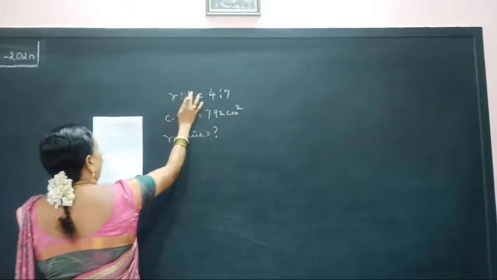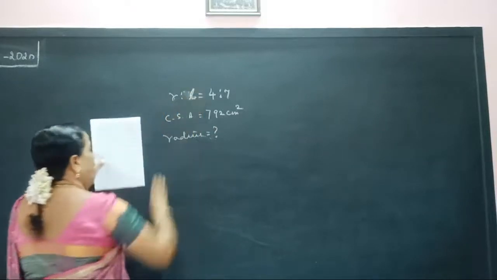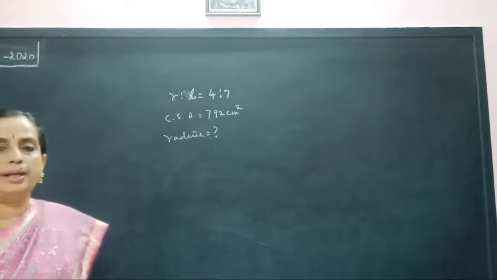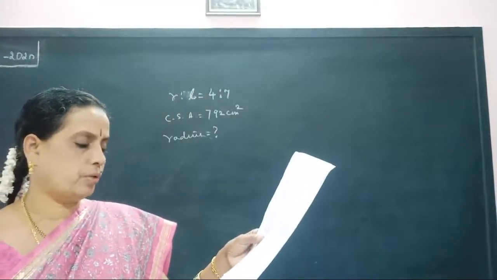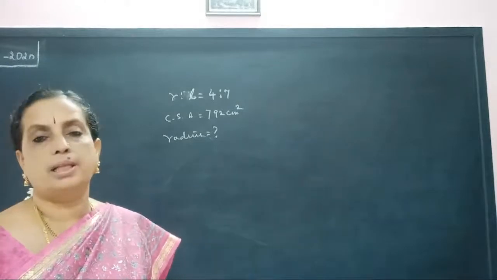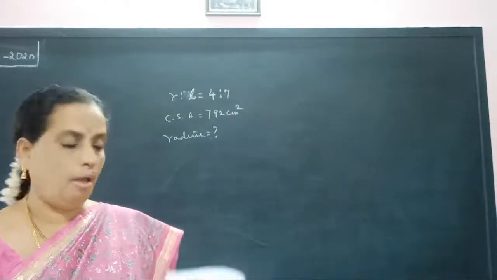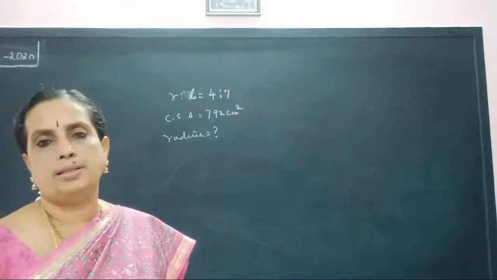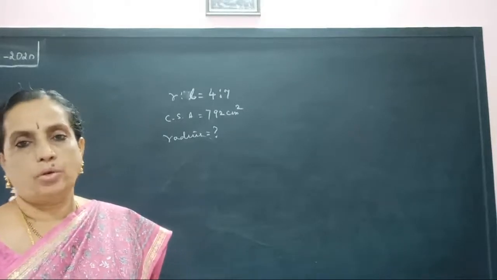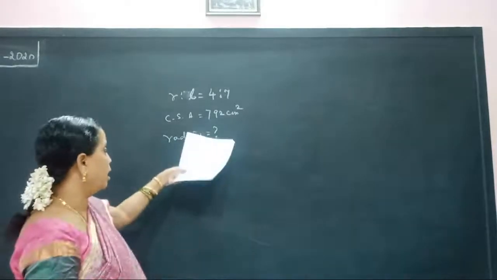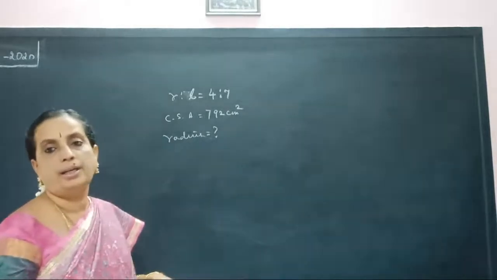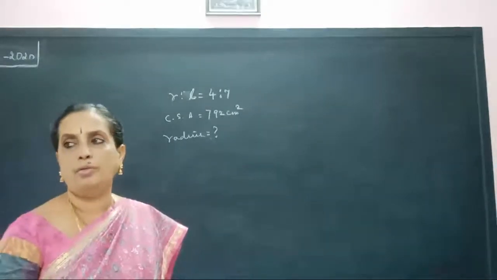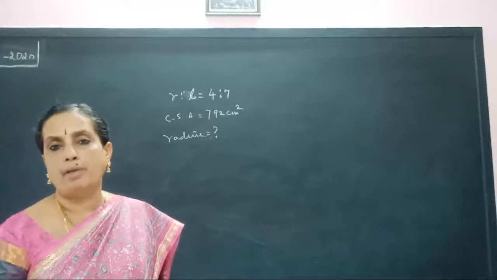Radius and slant height of the cone are given in the ratio 4:7. Curved surface area is 792. We have to find its radius. Curved surface area means pi RL, but R and L are in ratio form, so we have to get their numerical values.